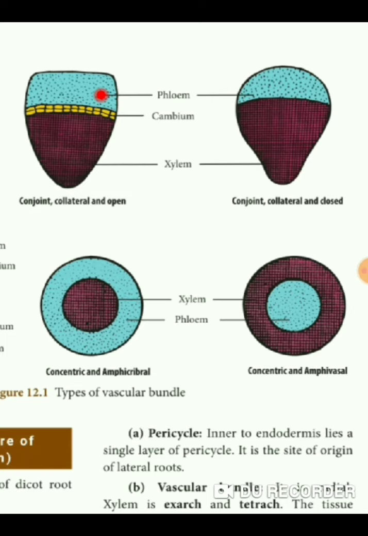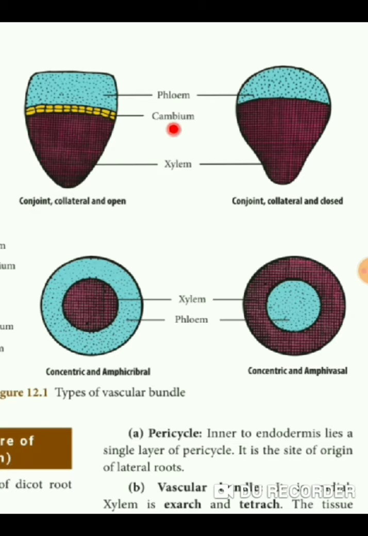This can again be classified into two types based on the presence or absence of cambium. Before we move further, let me say what cambium is. Cambium is the area between xylem and phloem. You can see this structure, yellow color structure. Cambium is the area between xylem and phloem. It is a secondary growth which makes the plant parts such as the branches, trunk and roots grow thicker.